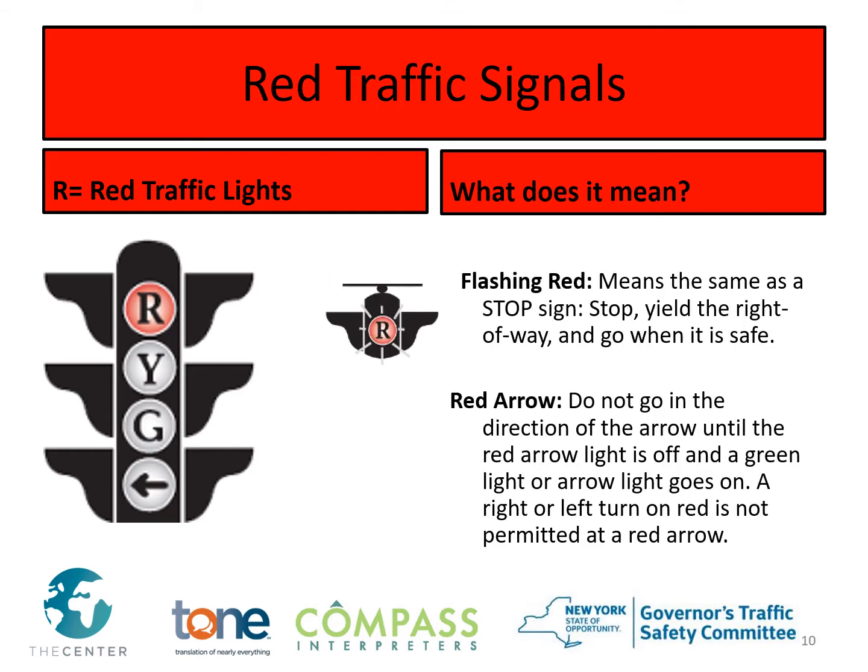Red traffic signals. What do these mean? Flashing red means the same as a stop sign. Stop, yield the right of way, and go when it is safe. Red arrow: do not go in the direction of the arrow until the red arrow light is off and a green light or arrow light goes on. A right or left turn on red is not permitted at a red arrow.